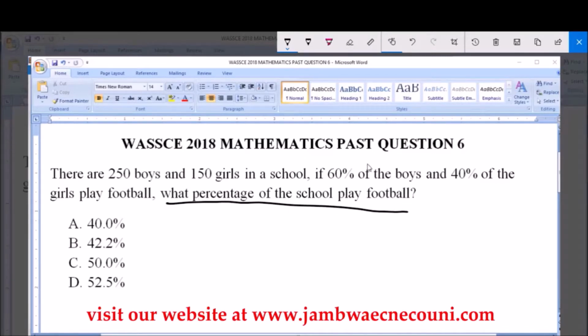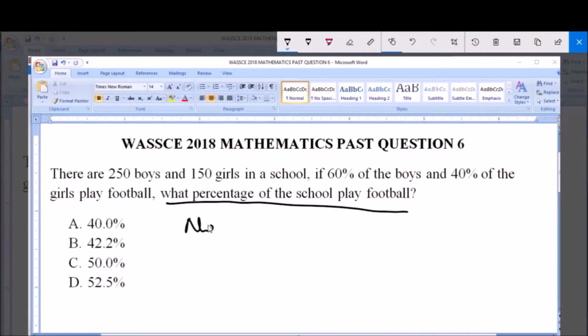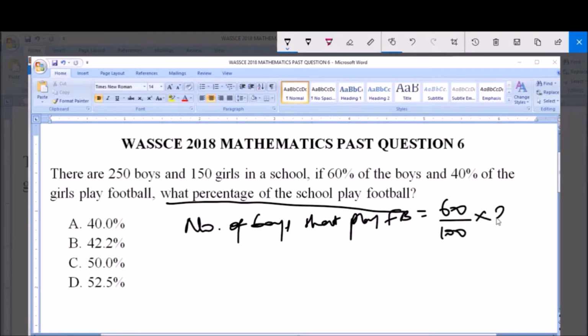that plays football. Now, the number of boys that play football is equal to, since the percentage of boys that play football is 60%, 60 all over 100 multiplied by the number of boys, which is 250. Now this will give us what? This is equals to 150. So 150 boys play football.